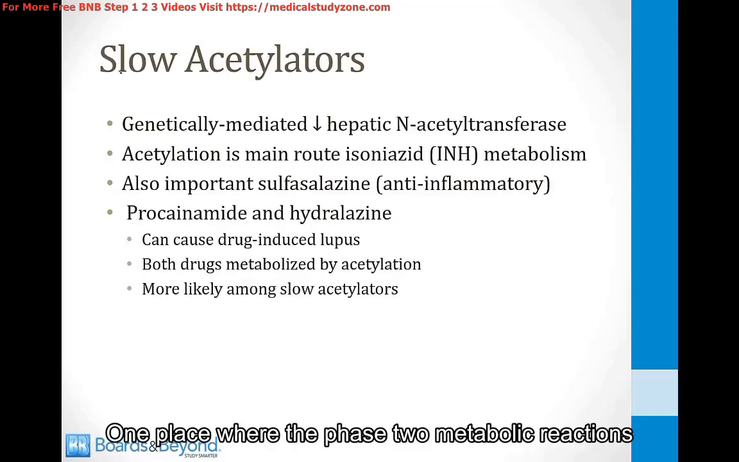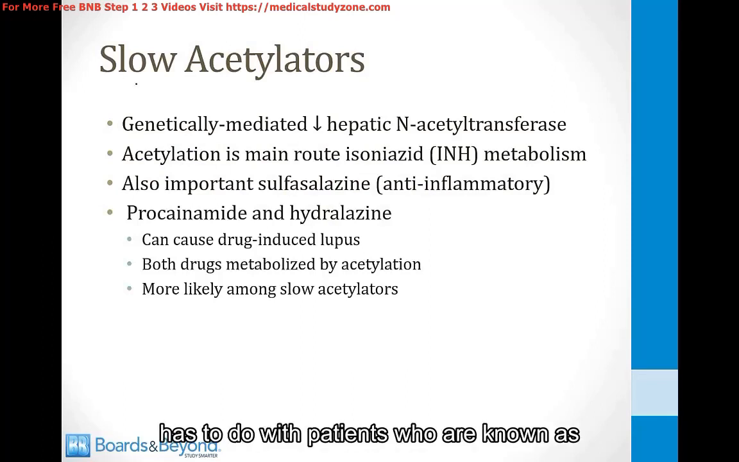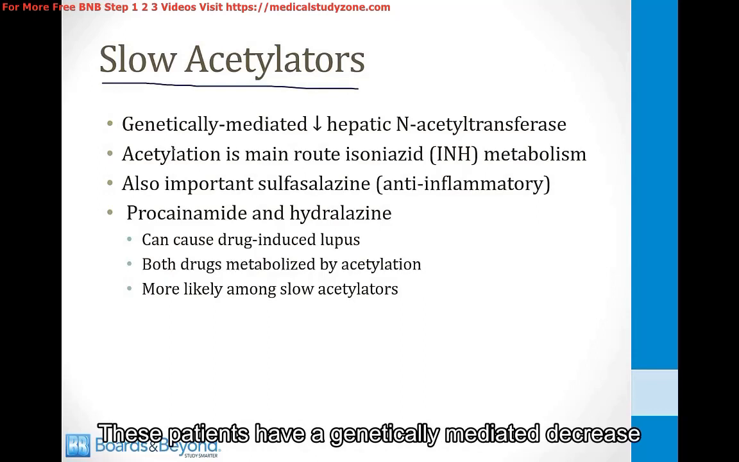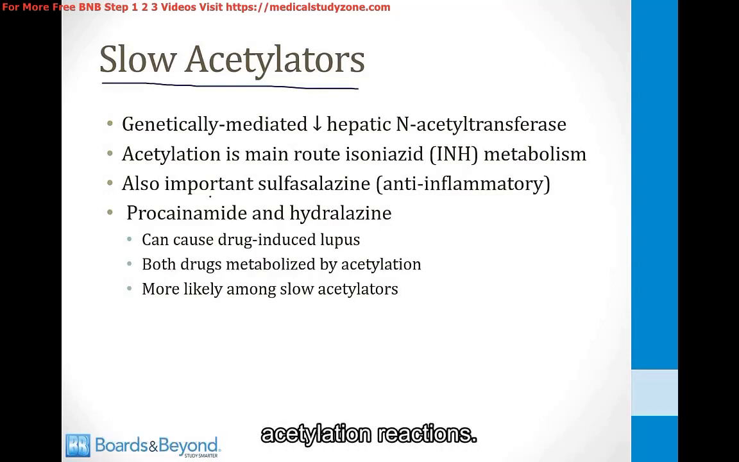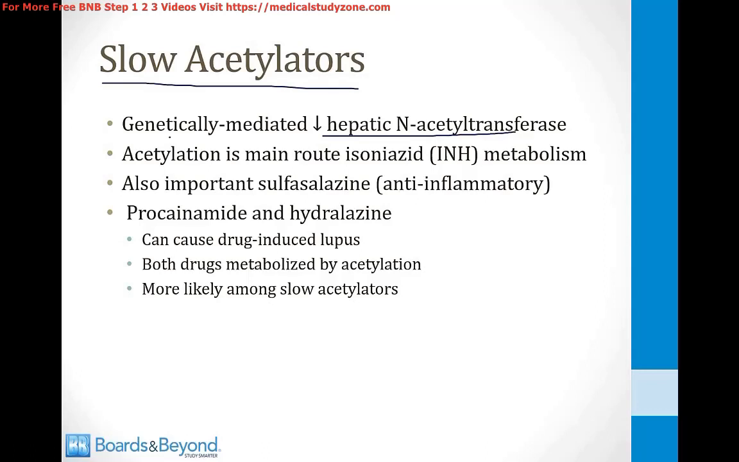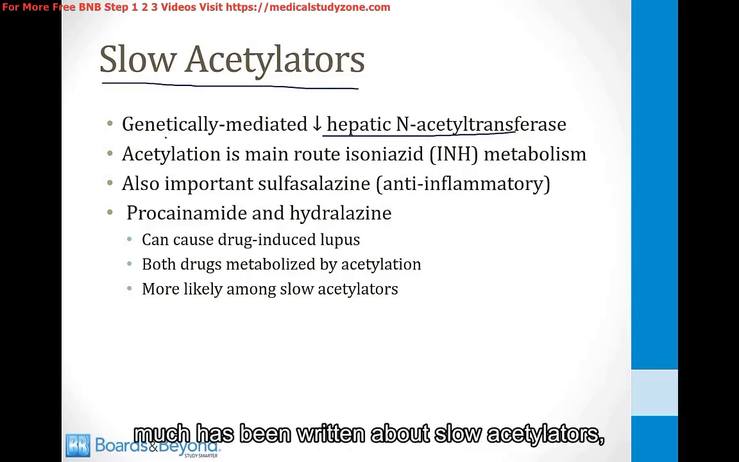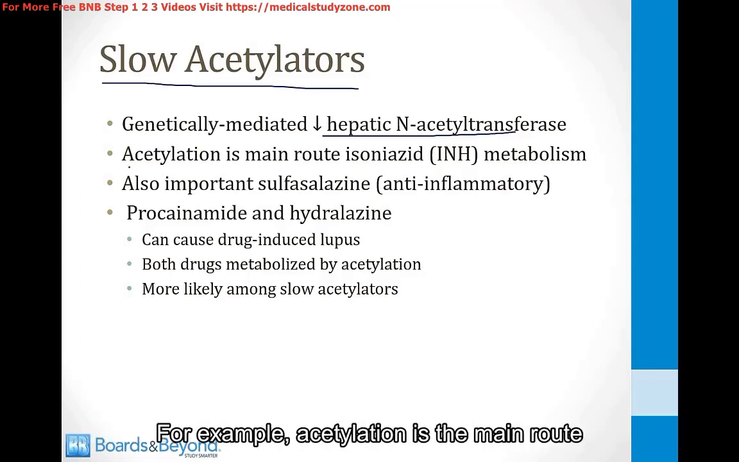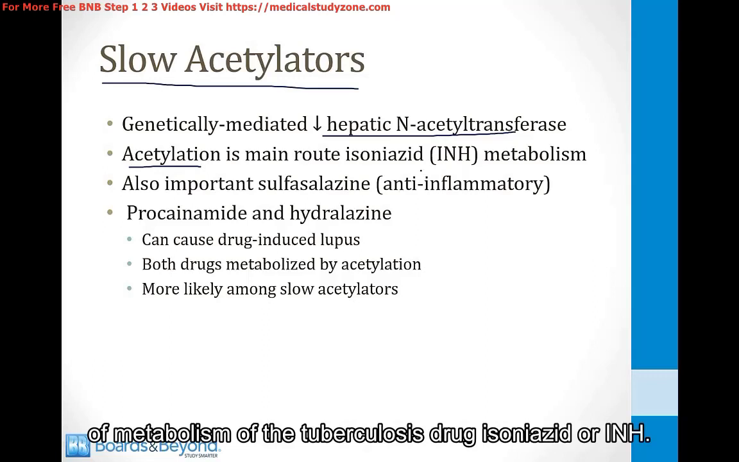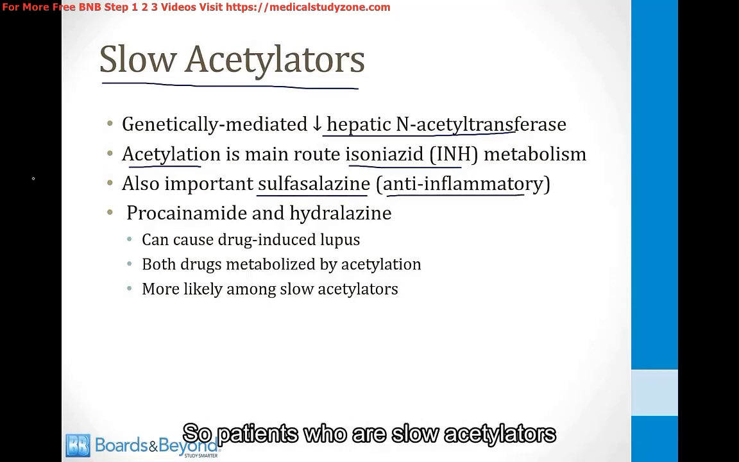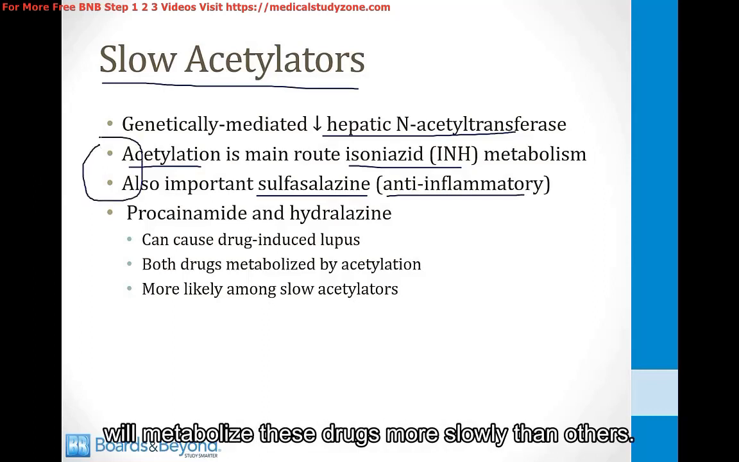One place where the phase 2 metabolic reactions have some clinical relevance has to do with patients who are known as slow acetylators. These patients have a genetically mediated decrease in the ability to carry out phase 2 acetylation reactions. Usually this is caused by a decrease in an enzyme called hepatic N-acetyltransferase. So in the pharmacology literature, much has been written about slow acetylators because these patients metabolize certain drugs more slowly. For example, acetylation is the main route of metabolism of the tuberculosis drug isoniazid or INH. It's also important for metabolism of sulfasalazine, which is an anti-inflammatory. So patients who are slow acetylators will metabolize these drugs more slowly than others.